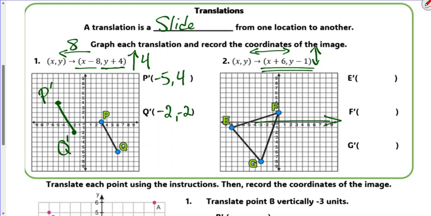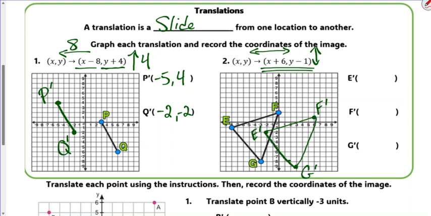And for the Y value, if that's a minus, that means I'm going down. So I'm going to take each of those points and move 6 to the right and 1 down. 1, 2, 3, 4, 5, 6. And down 1, that's a new spot for E. F, 1, 2, 3, 4, 5, 6 to the right, down 1, that's a new spot for F. Same thing for G, 6 to the right, 1, 2, 3, 4, 5, 6, and then down 1 spot. That's where G ends up.